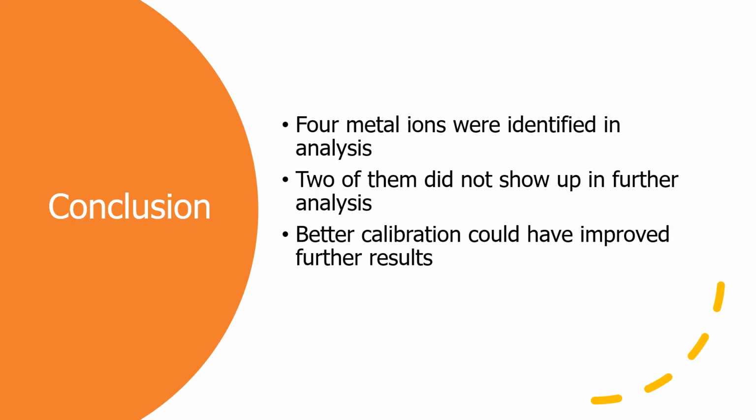In conclusion, we were able to run analysis and find 4 metal ions that were identified. 2 of them did not show up in further analysis. That could have been due to poor calibration and poor handling of a new machine that had not been used properly before. Better calibration could have improved further results and shown better results for it.